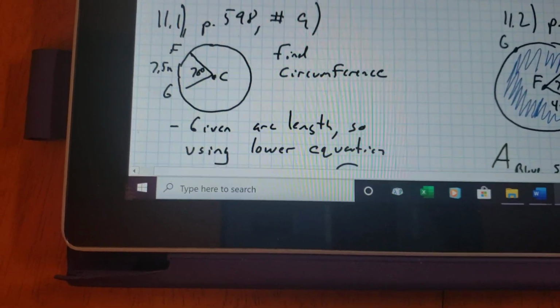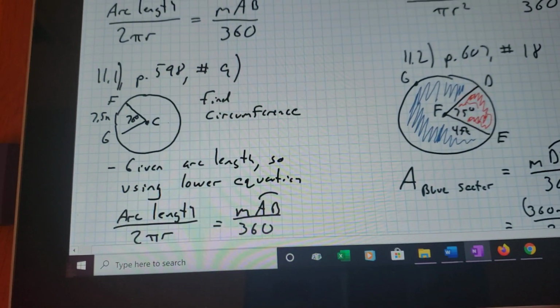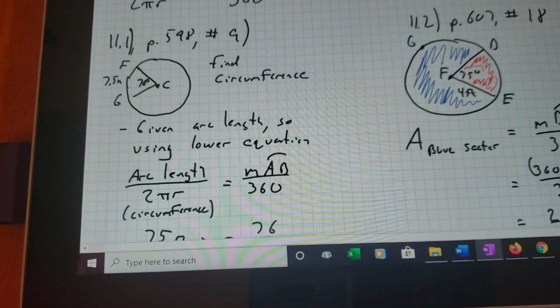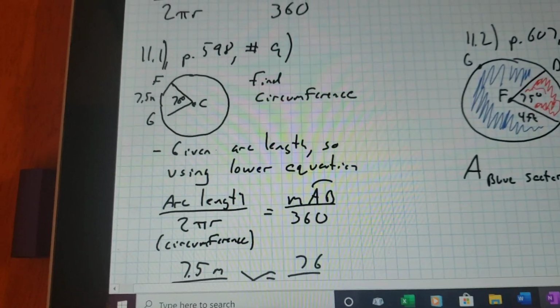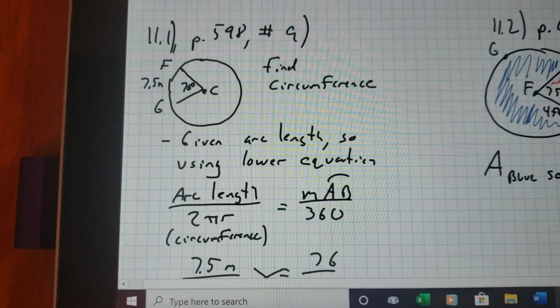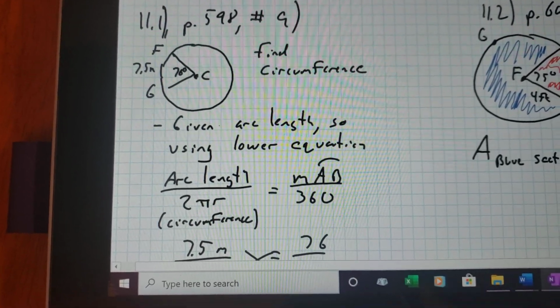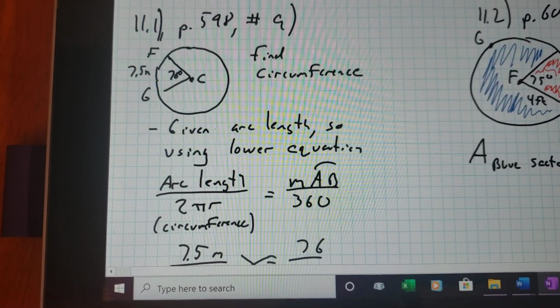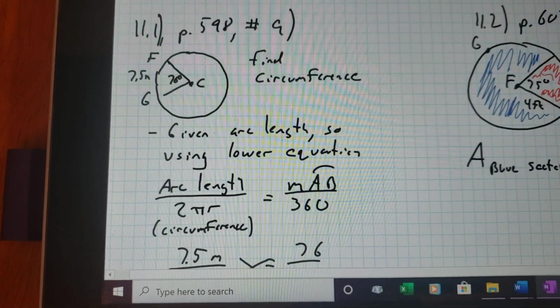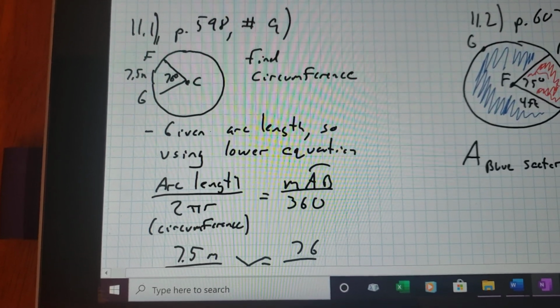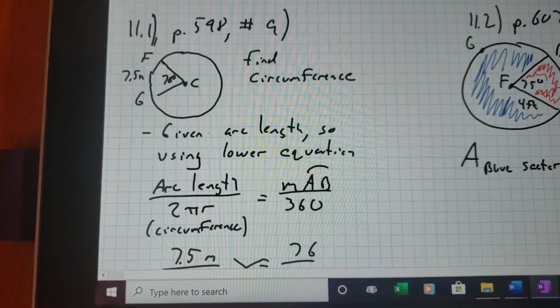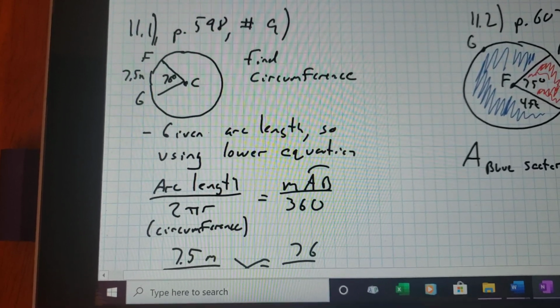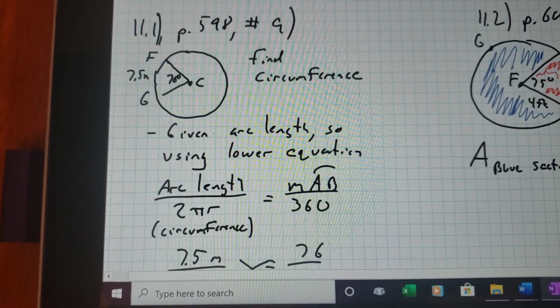So I did 11.1, number 9 here, and I'll post these online so you can see. There's our circle. 76 degrees is our central angle, so that's also the arc measure. The arc length is 7.5 meters. Remember, arc length, arc measure are two different things. Arc measure is degrees. Arc length is whatever the units is.